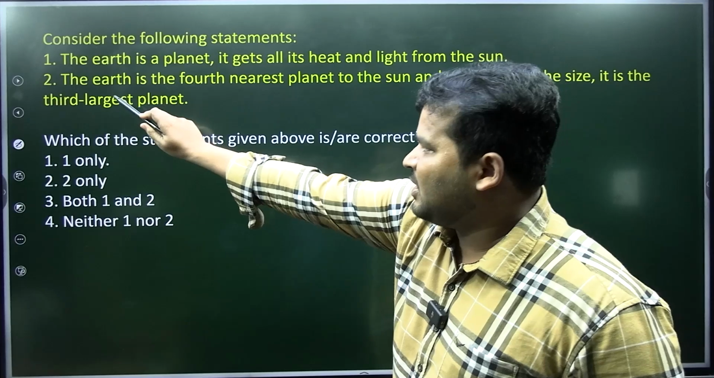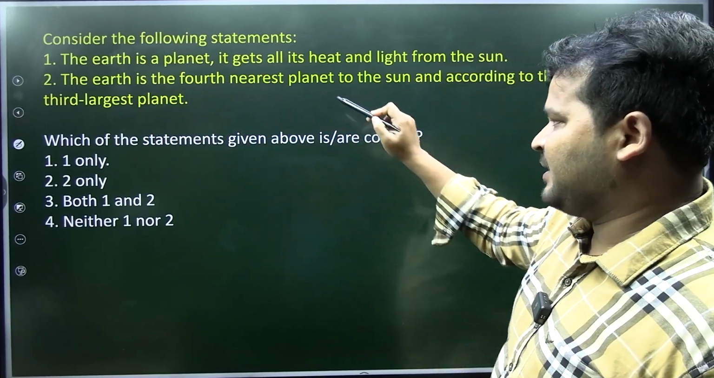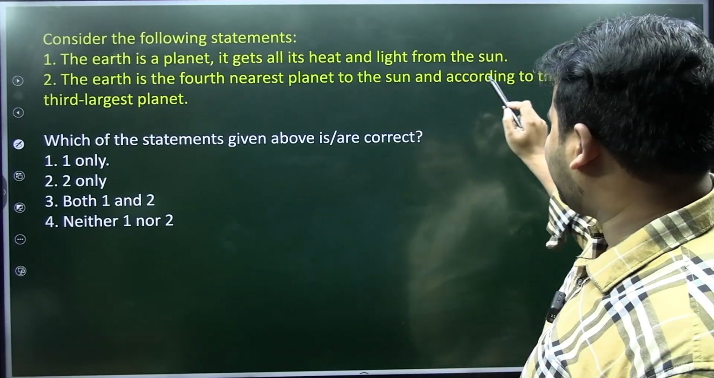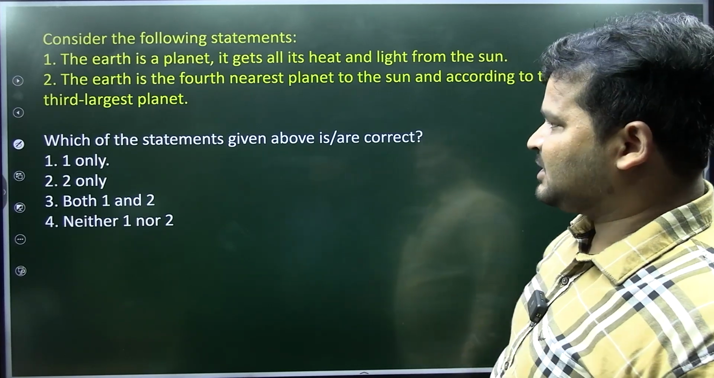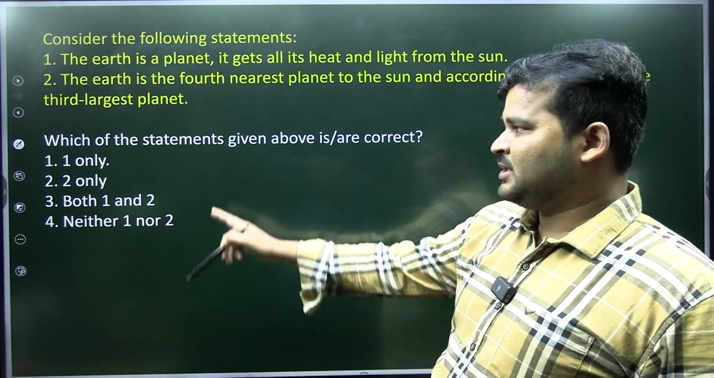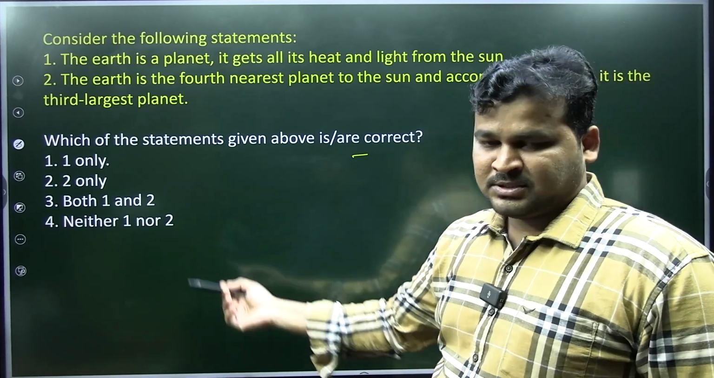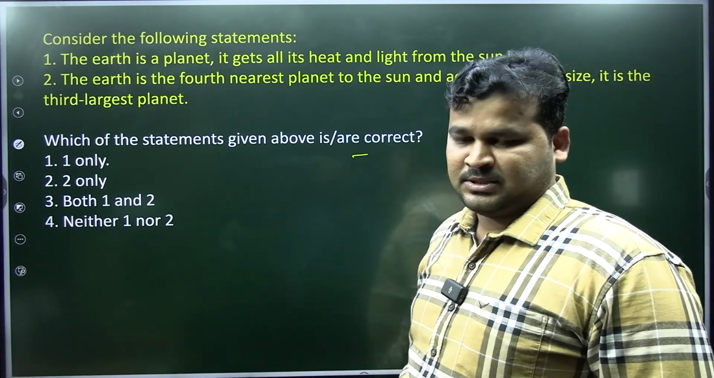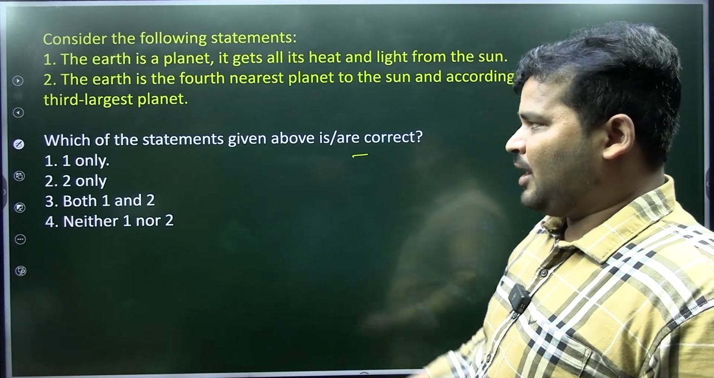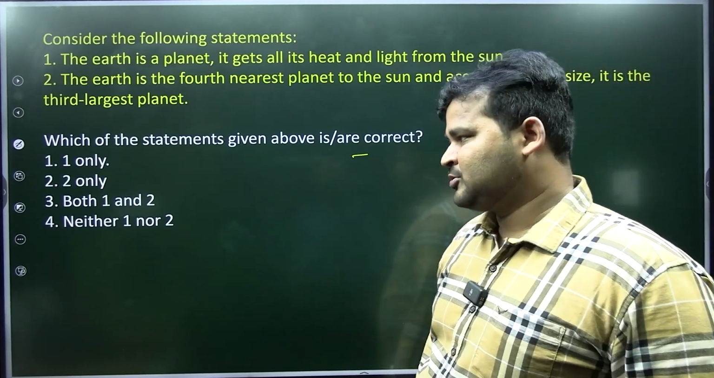Second one. The Earth is the 4th nearest planet to the sun, and according to the size, it is the 3rd largest planet. He is asking about correct statements. So if you know the answer, you can give the answer in the comment section, or else wait for the explanation if you don't know.